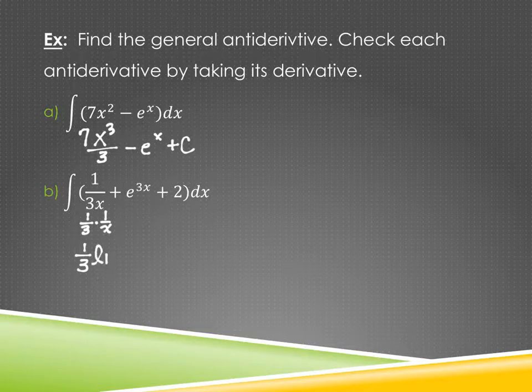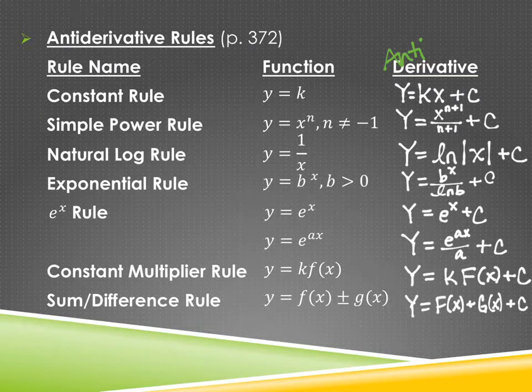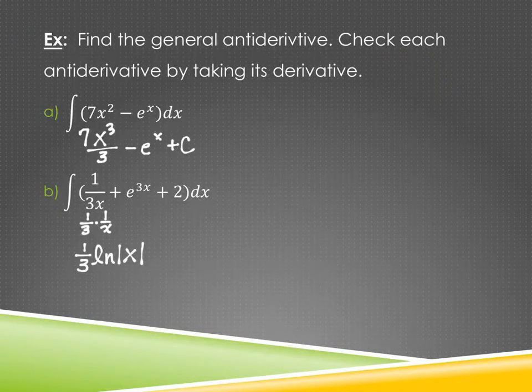What's the antiderivative of 1 over x? That is ln of the absolute value of x. And that's another common feature that we tend to forget, right? This is the rule right here. Got to have a positive input. 1/3 and natural log x. How about the e to the 3x? E to the 3x and then divided by 3, right?